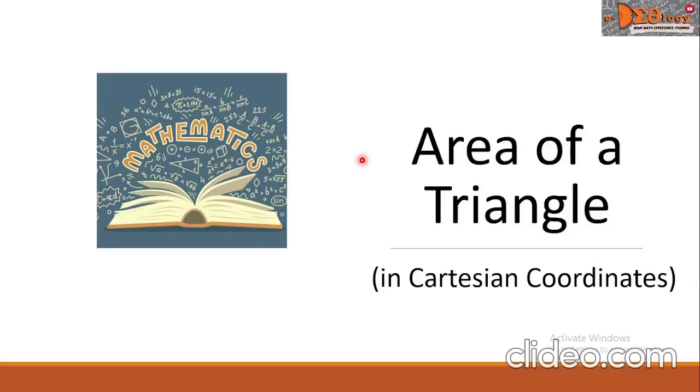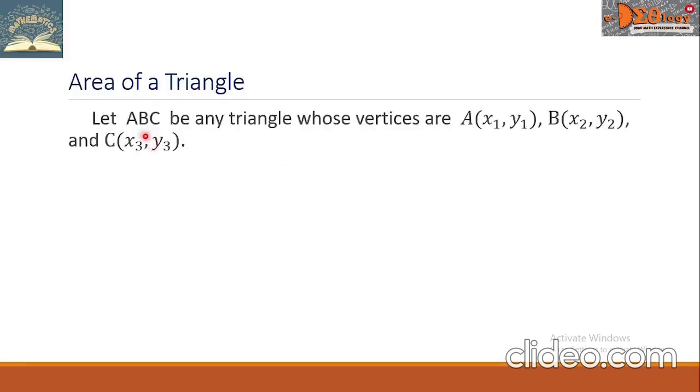Hi everyone. Today we're going to study area of a triangle. Let ABC be any triangle whose vertices are point A, x sub 1, y sub 1, point B, x sub 2, y sub 2, and point C, x sub 3, y sub 3.